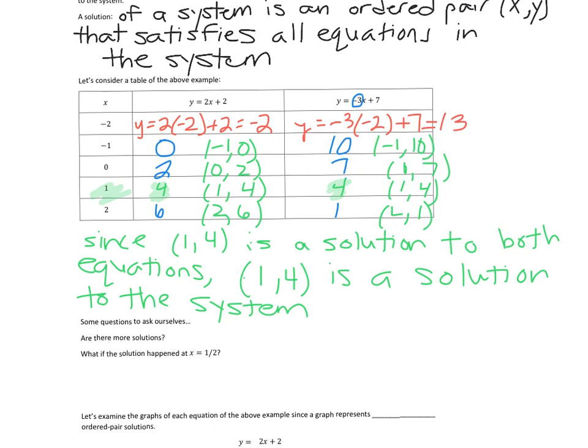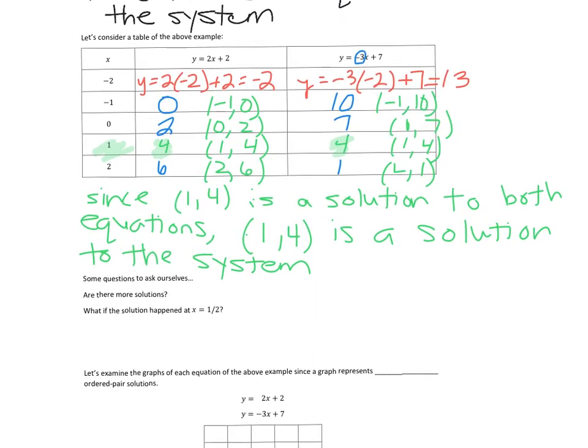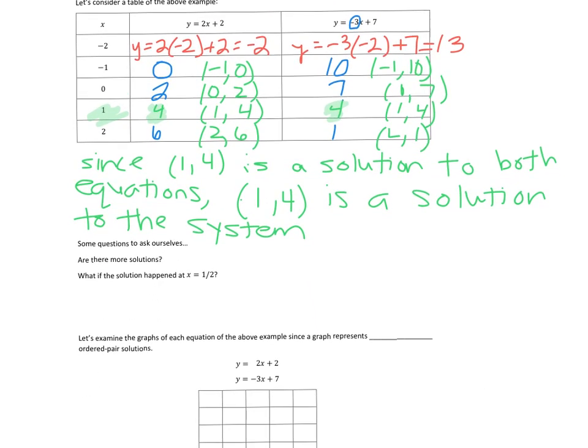Okay, so some questions to ask ourselves now. Are there more solutions? So we found one, but are there more? The other thing was we got kind of lucky because we started our x values right around 1, right? And it also happened to be an integer. So what happens if the solution happened at x equals 1/2? Or even what happens if the solution was at x equals 20, right? And we're looking at values near negative 2.